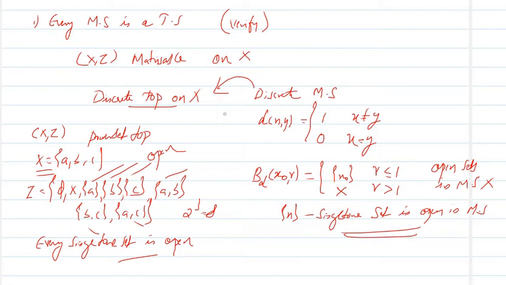And if a topology cannot be obtained from a metric space, it cannot be derived from a metric space, we say that that topology is not metrizable.